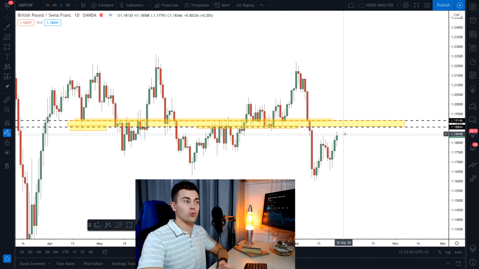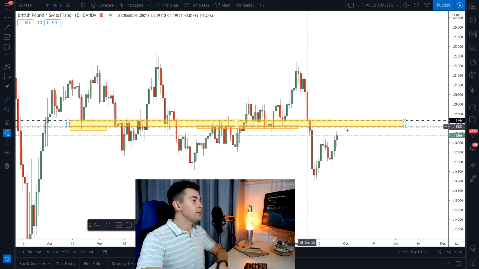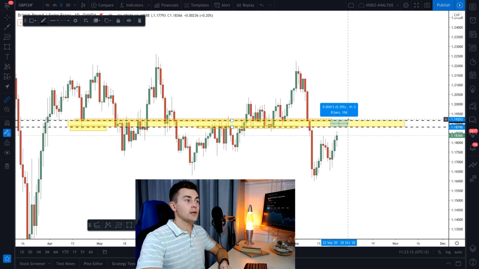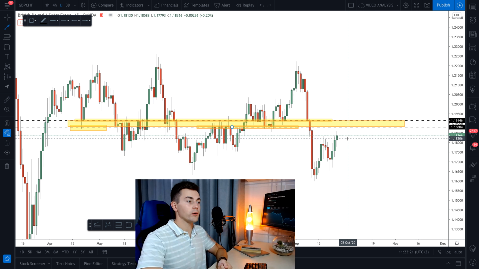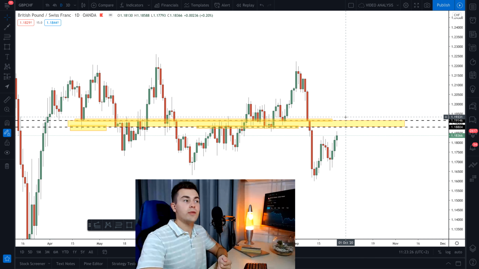But what can be the problem right here? The problem can be with the exact entry to the trade, because if we just measure this area, you can see that it is about 40 pips wide. So we need to know where exactly to short. Do we short just the lower boundary of that area, or the upper boundary, or somewhere in between? Here harmonics will help us, and let me show you how we're going to apply that.